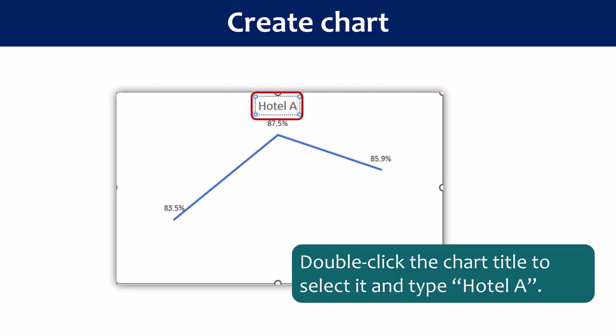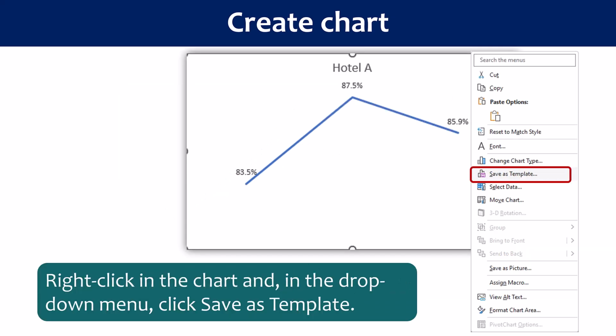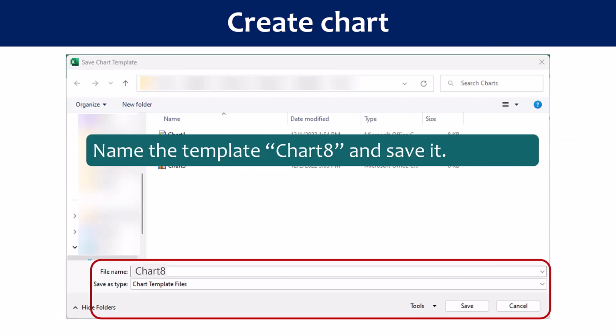Double-click the chart title to select it and type Hotel A, where Hotel A is the name of the first hotel you are using. We are going to make charts for Hotels B and C next. To make the process simpler, we can save this chart as a template to use again. Right-click in the chart and in the drop-down menu, click Save as Template. Name the template Chart 8 and save it.